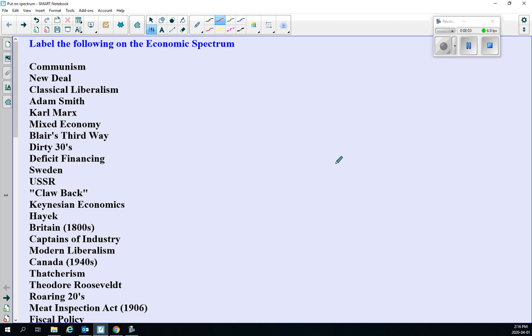Social Studies 30-1, we're still in Chapter 6. Here is the economic spectrum assignment. It's a big assignment. It's an important assignment. What we're going to do is build a foundation that's going to help you with your position paper that I'll assign later on next week.